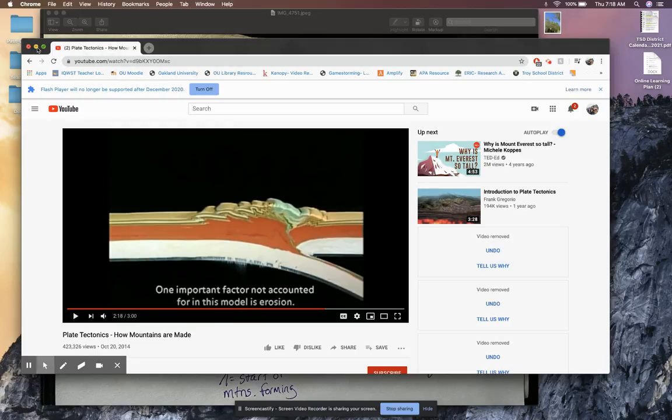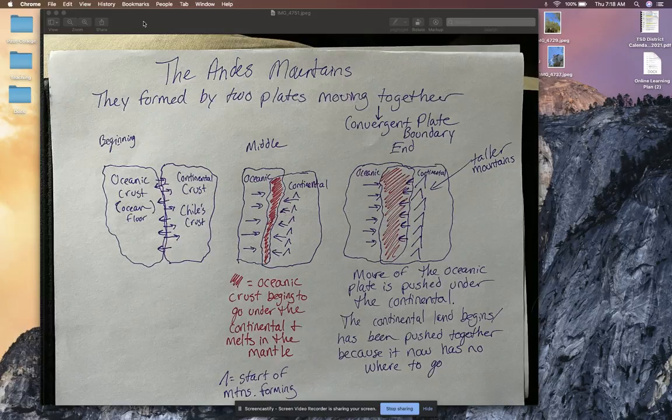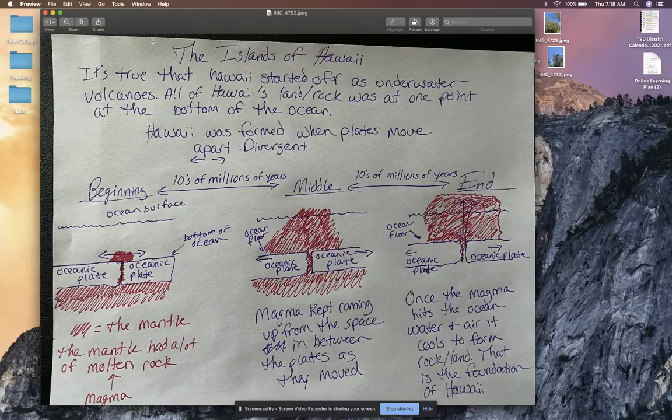Now, many of you probably have some background information or just have knowledge about Hawaii itself. Maybe you've actually been there. But it's true that Hawaii started off as underwater volcanoes. So at one point, all of Hawaii's land and rock started off on the bottom of the ocean floor. And that's a really weird idea to think about, but it makes Hawaii super unique.